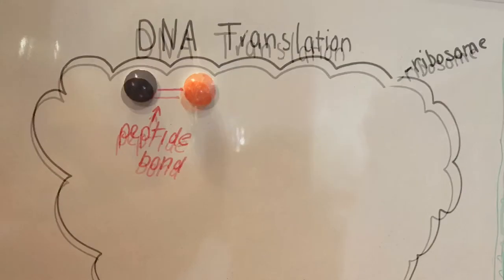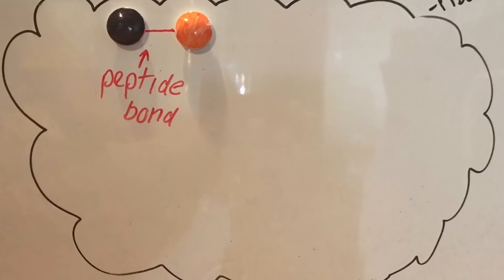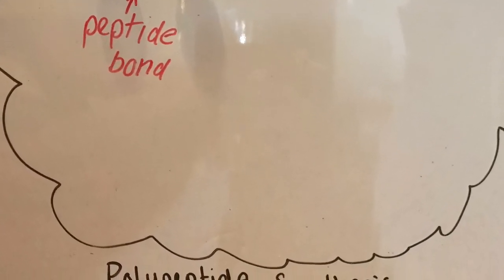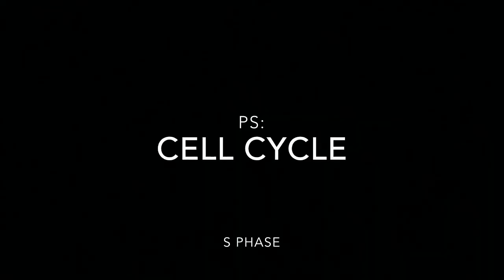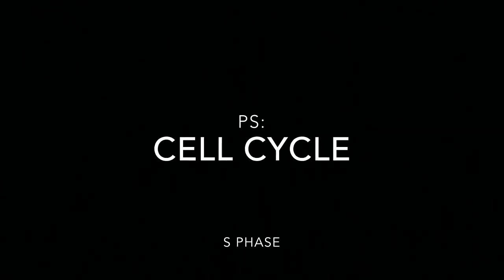This process repeats until a polypeptide chain of many amino acids and peptide bonds is formed. The processes of DNA replication and polypeptide synthesis occur in the S phase of the cell cycle.